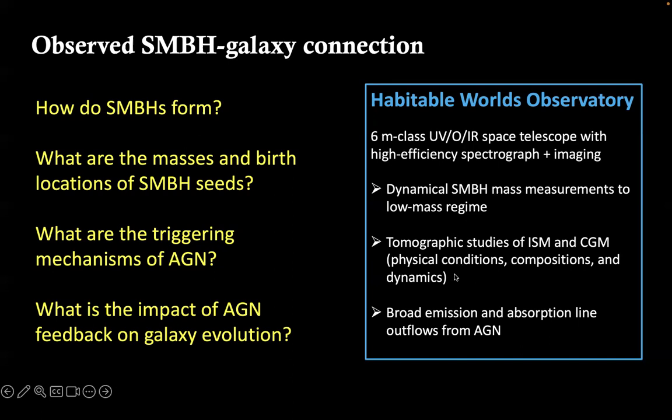And then very generically, tomographic studies of the ISM and the circumgalactic medium to be able to derive the physical conditions, composition, and dynamics of gas across scales, which can then be connected to the impact that AGN feedback may have. And so it is very important also to study broad emission and absorption line outflows from AGN. So these are just some of the aspects where I think having a super Hubble could really help.